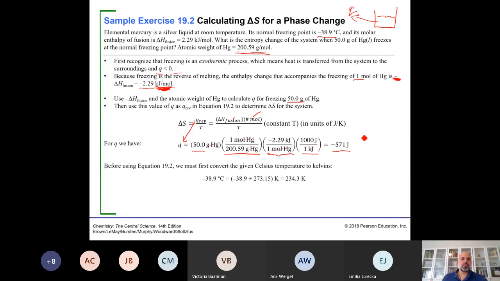The first thing we need to do is recognize that we need to convert our Celsius over to Kelvin. The temperature that we're running this at is 234.3 Kelvin. Then we look at the entropy of our system. We just do the math, where we take the heat in the reverse direction and divide it by the temperature in Kelvin. We end up with minus 2.44 joules per Kelvin as the entropy change in our system.